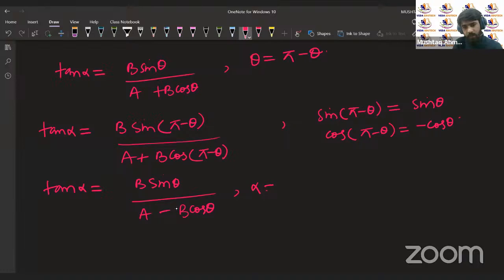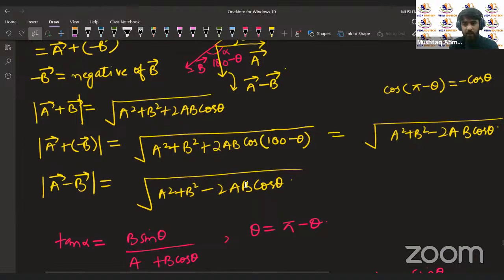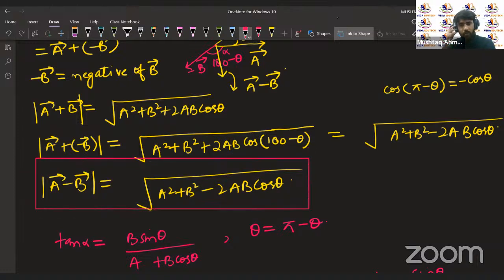So our angle alpha is tan inverse of B sine theta upon A minus B cos theta. This is the angle which A minus B vector makes with the vector A. And the magnitude of A vector minus B vector is given by this equation, that is, under root of A square plus B square minus 2AB cos of theta.